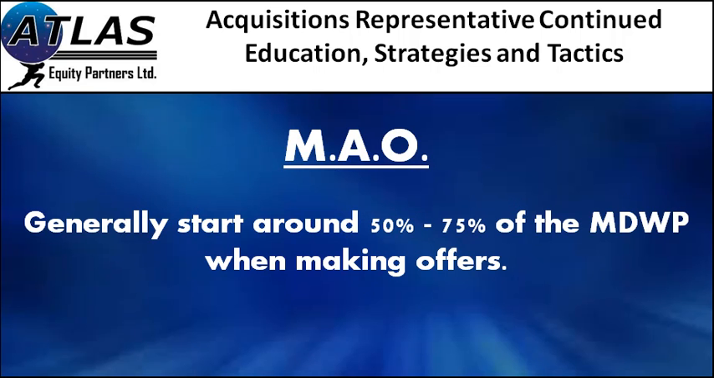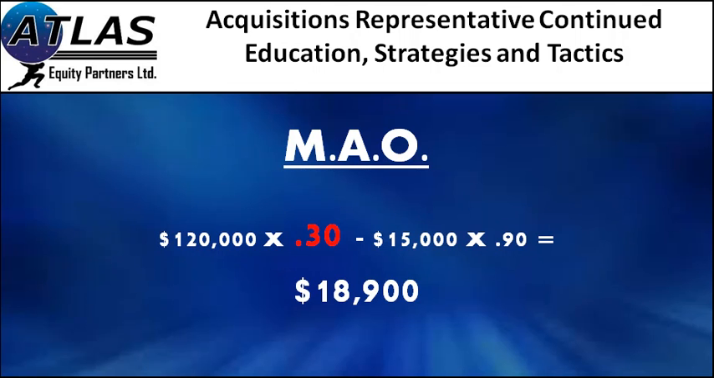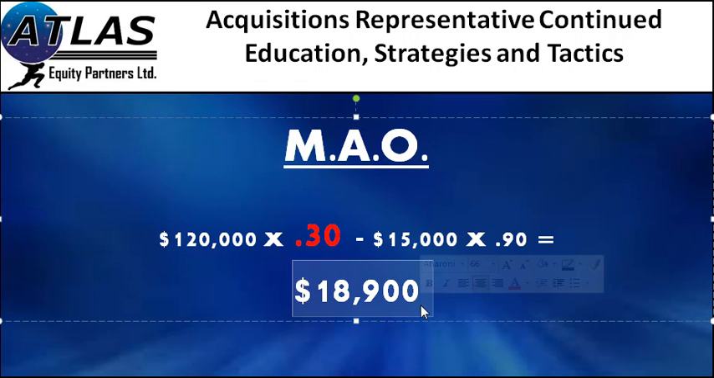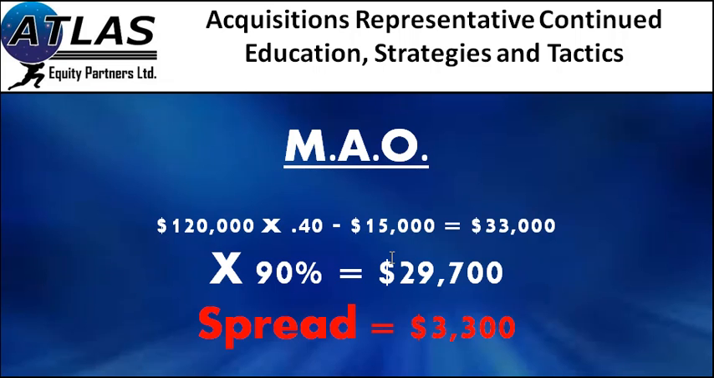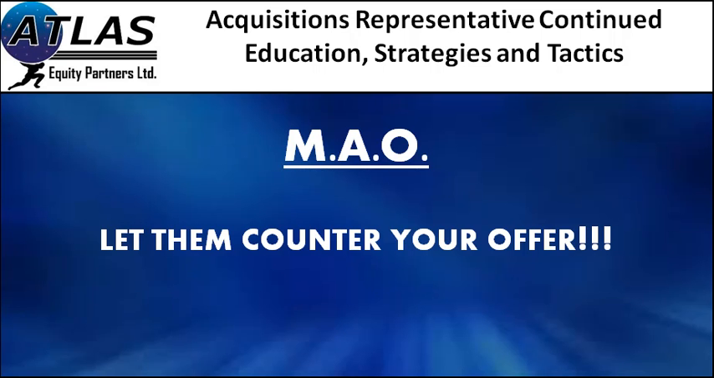Generally we start around 50 to 75% of the market directed wholesale price when we make our offers. So to give you an example, if I start at 75% in an area that we have to get for 40%, that would be 30%. So my initial offer might be $120,000 times 30% minus the repairs times 90% would make my initial offer $18,900. So $18,900, but I can go all the way up to $29,700. So even if I offer $18,900, they come back at $22,000, then we still have a great deal. Let them counter your offer.